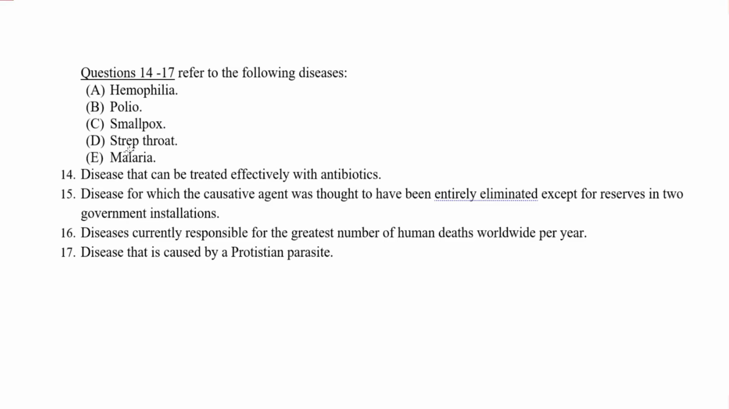Hemophilia, polio, smallpox, strep throat, and malaria. Look, you know that some diseases are treated by using antibiotics, and most of them are caused by bacterial infection. So when you are asked about a disease that can be treated effectively with antibiotics, you are asked about some bacterial diseases. Hemophilia is a sex-linked disease. Polio, or infantile paralysis, is a viral disease. Smallpox also is a viral disease. Strep throat is the only bacterial disease, but malaria is carried by a type of insect that can cause a protistan infection because it can carry Plasmodium protozoa from an infected person to a healthy one, transmitting the disease known as malaria. So number 14 will be answered as D.